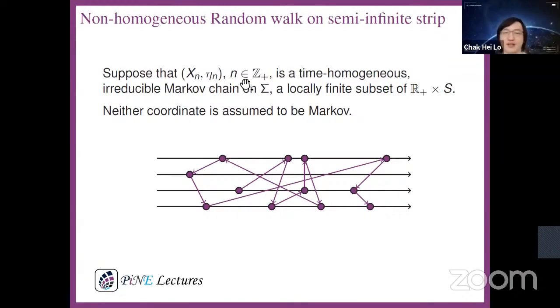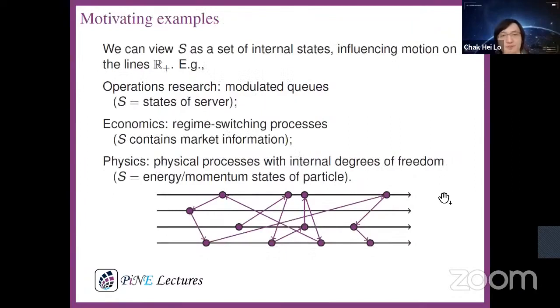So (X_n, eta_n), n in Z plus, is a time homogeneous irreducible Markov chain on sigma, okay? And a locally finite subset of R plus cross S, okay, this sigma. So neither coordinate is assumed to be Markov, okay? So it's a genuinely complicated process. You can't just look at one coordinate and apply some Markov chain theory here. So they are kind of interacting with each other.